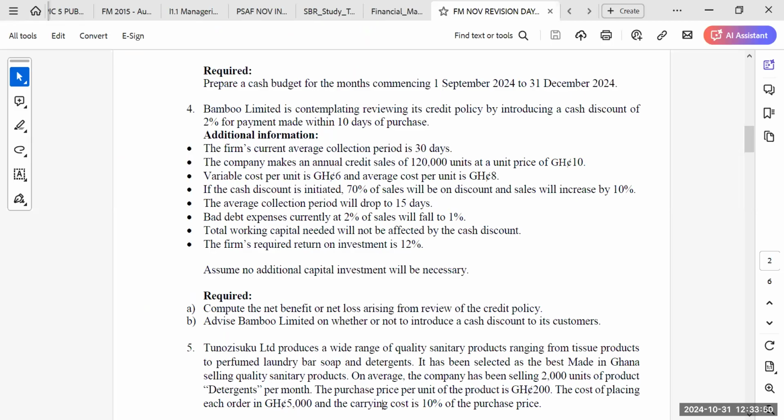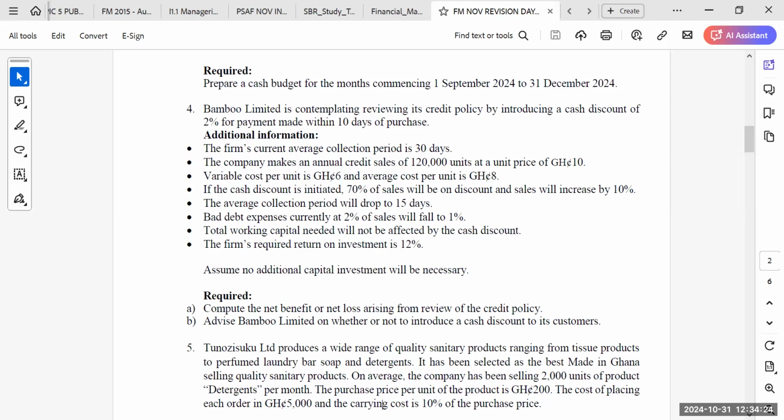Okay. Advise Bombo Limited on whether or not to introduce a cash discount to each customer. Should a cash discount be introduced? Yes. Why? Because cash discount will bring additional profit. Issuing the discount will increase their existing profit by 47.17 thousand, or 47,170, isn't it?